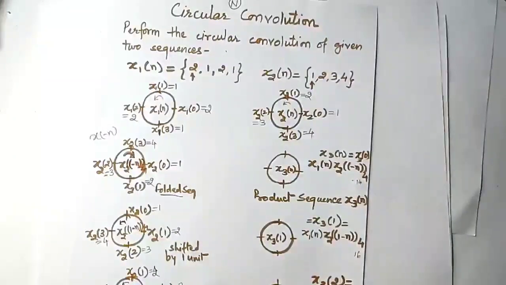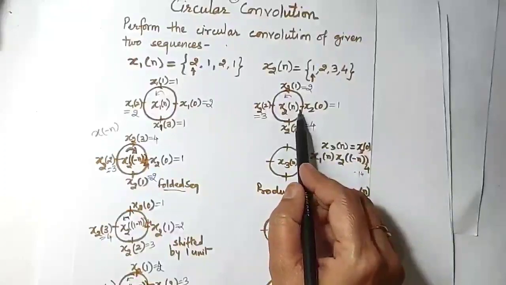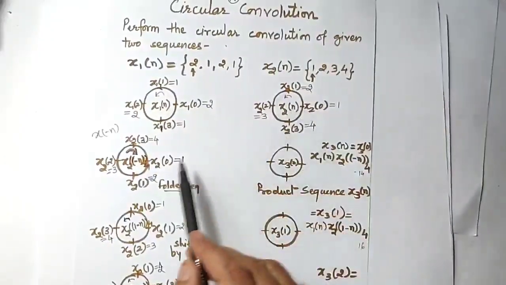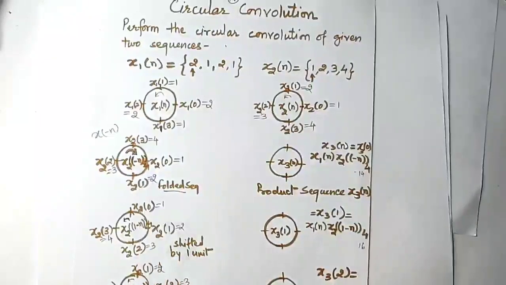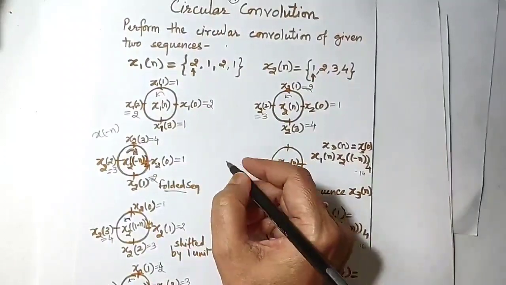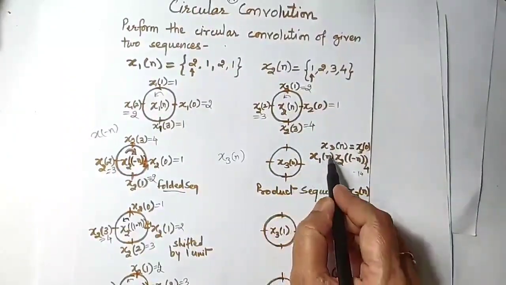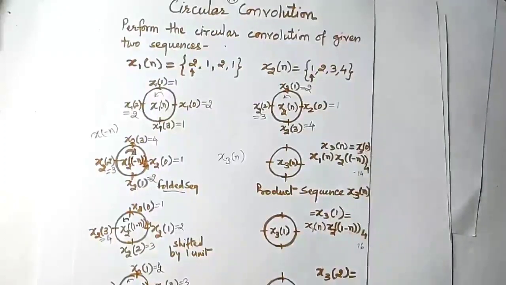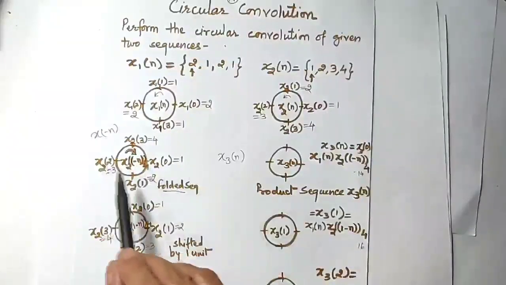This is the folded sequence. For our first step, we did the folding. So we have folded this sequence, and this is for the value n equal to 0. We are calculating x3[n] by multiplying. So this is x3[n] for the 0 shift. Now our target is to get the product sequence x3[n].